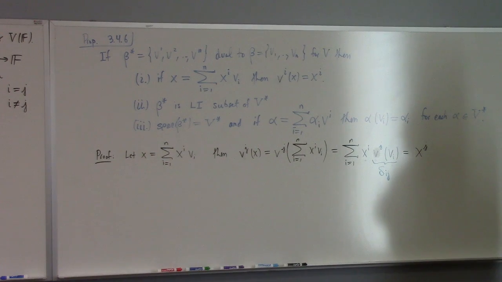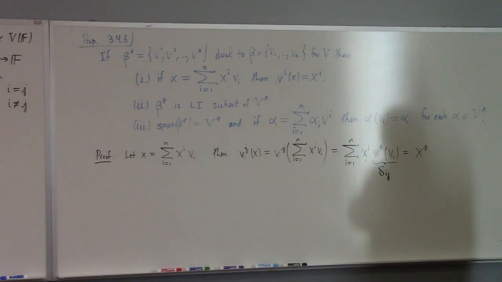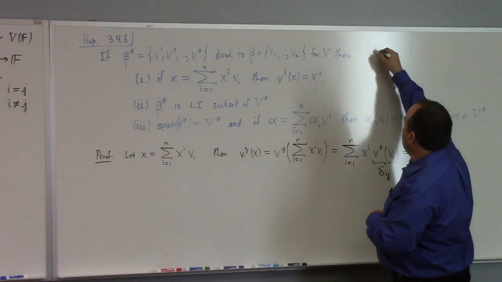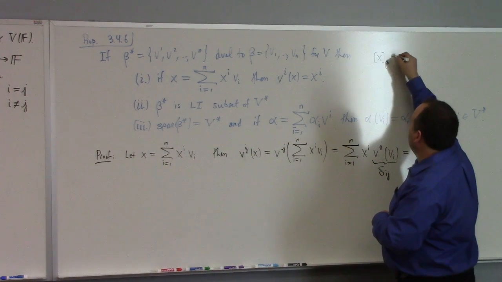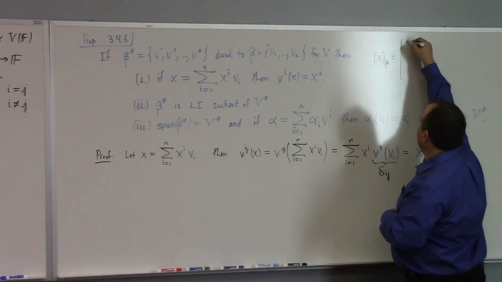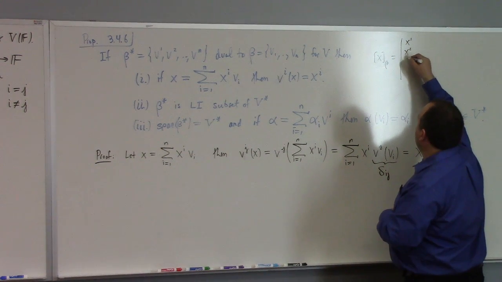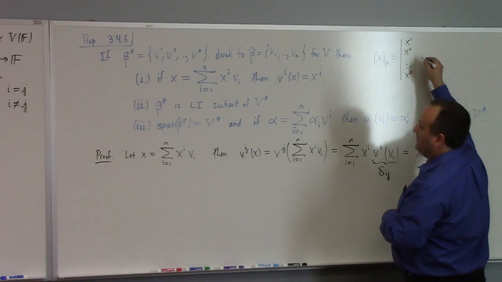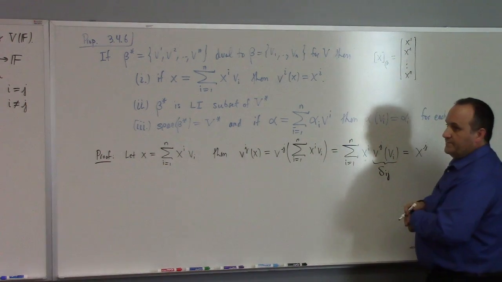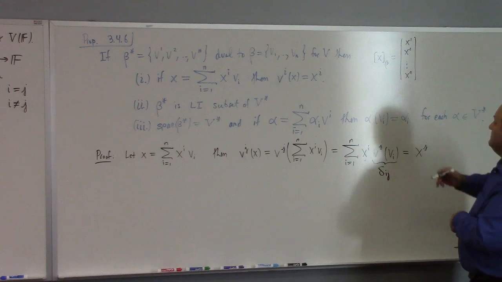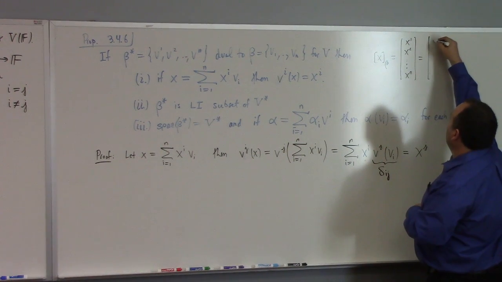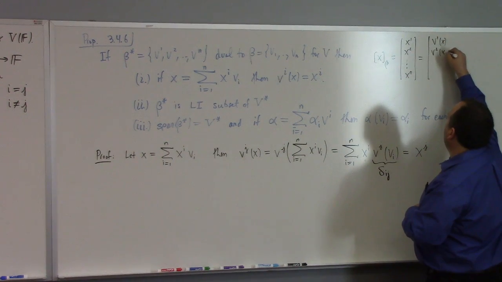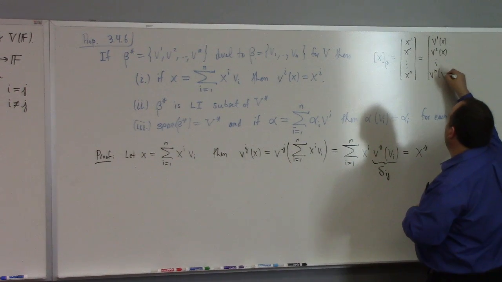What's the significance of this, by the way? At this point, I can come back to that comment I made. What's the coordinate vector of x with respect to the beta basis here? It's x1, x2, x upper n in my current notation, which is what? So it's like v1 of x, v2 of x, vn of x.